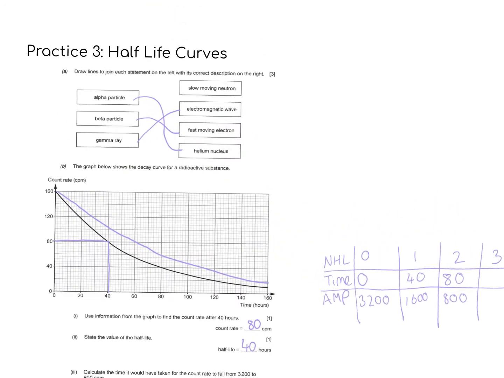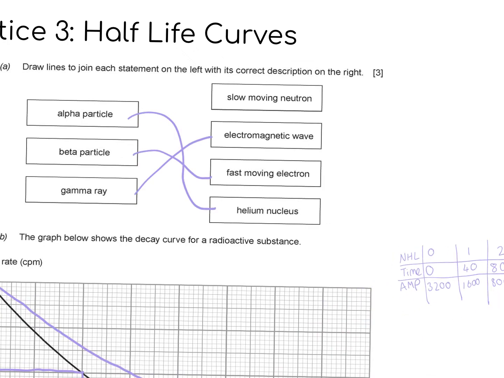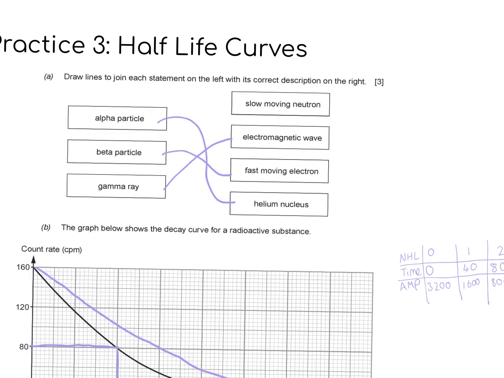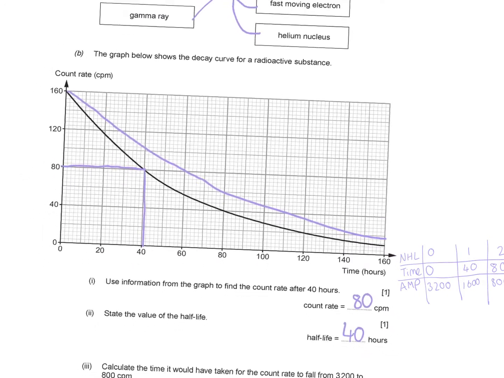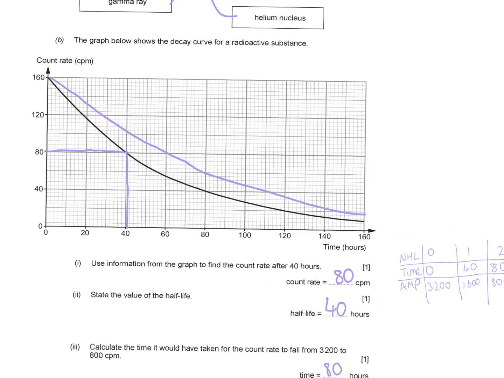Next question then is more of a past paper question asking you to fill out what alpha, beta and gamma look like. Okay, so fast moving electron, helium nucleus, electromagnetic wave. Okay, then it says using the graph to find the count rate after 40. So go up from 40 and across to be 80. State the value of the half-life. So it starts at 160. So it takes 40 hours to decrease every time. That just so happens, it's a coincidence that they're the same. Okay, that's to kind of trick you there.